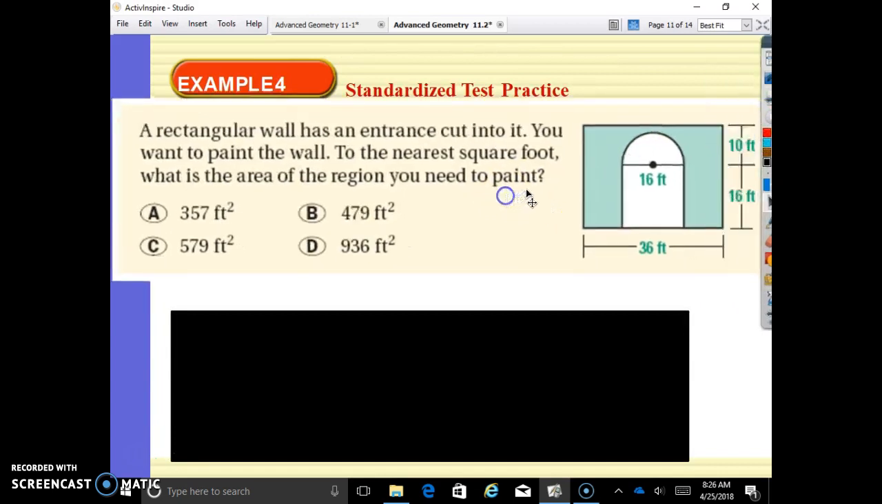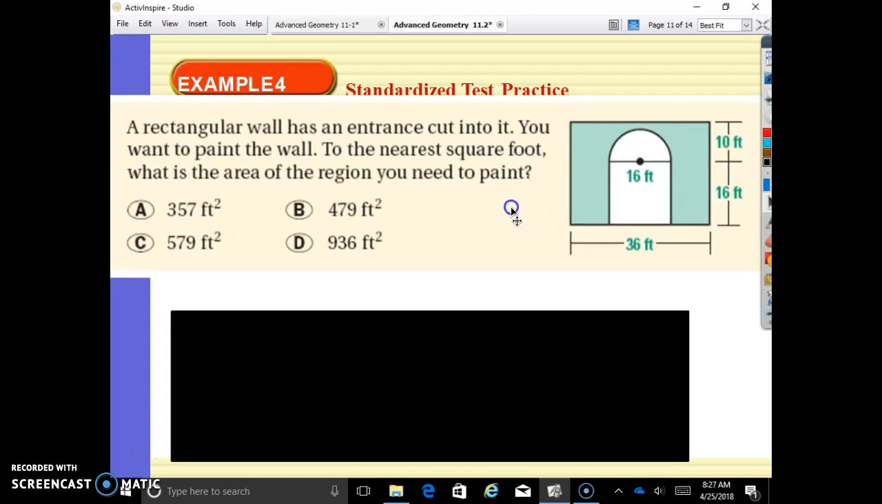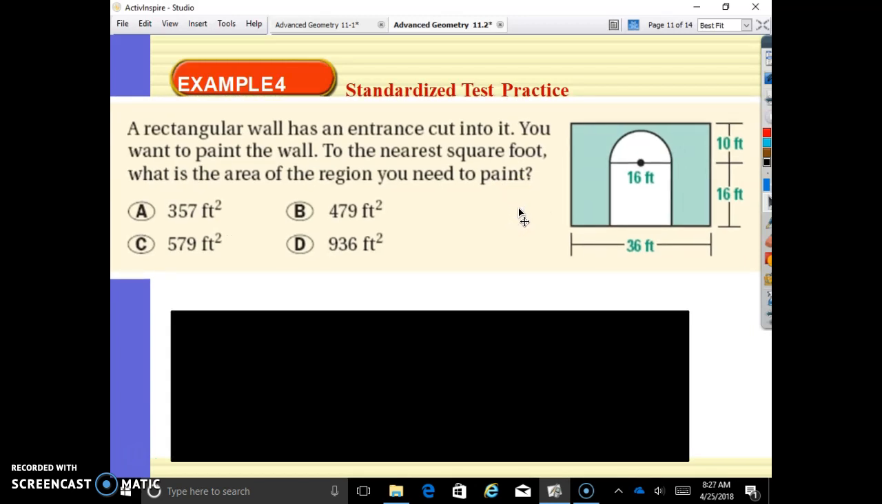All right, so a rectangular wall has an entrance cut into it. You want to paint the wall. To the nearest square foot, what is the area of the region you need to paint? So pause the video and attempt this one.